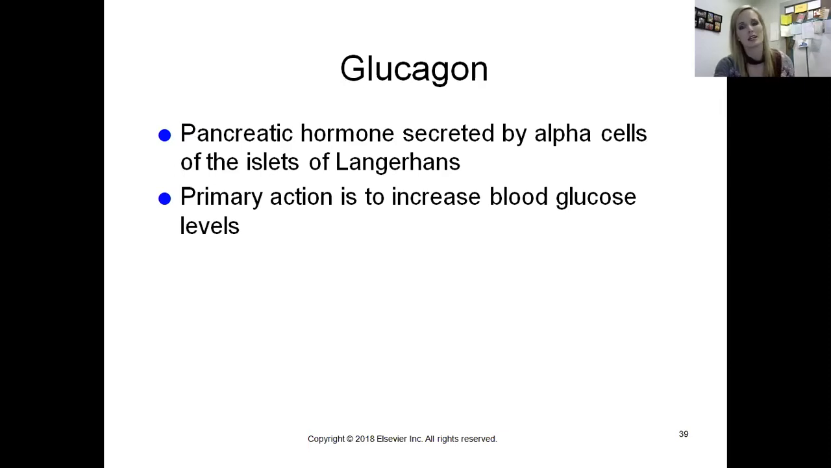And like I said, glucagon's job is to help bring our blood sugar up a little bit if we need that. It is a pancreatic hormone secreted by the alpha cells of the islets of Langerhans, and its primary action is simply to increase our blood glucose levels.